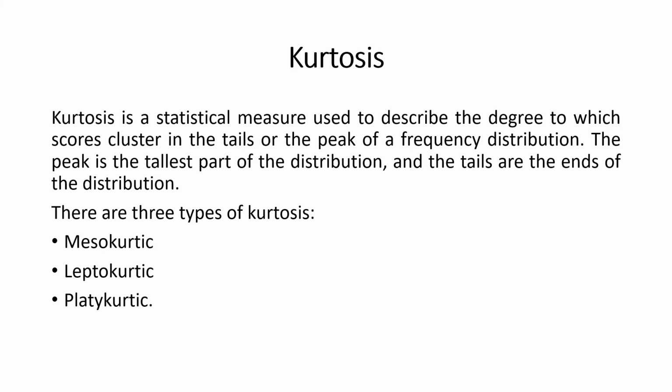Mesokurtic means distributions that are moderate in breadth and curves with a medium peaked height. Leptokurtic means more values in the distribution tails and more values close to the mean, that is sharply peaked with heavy tails. Platykurtic means fewer values in the tails and fewer values close to the mean, that is the curve has a flat peak and is more dispersed with the scores' lighter tails.